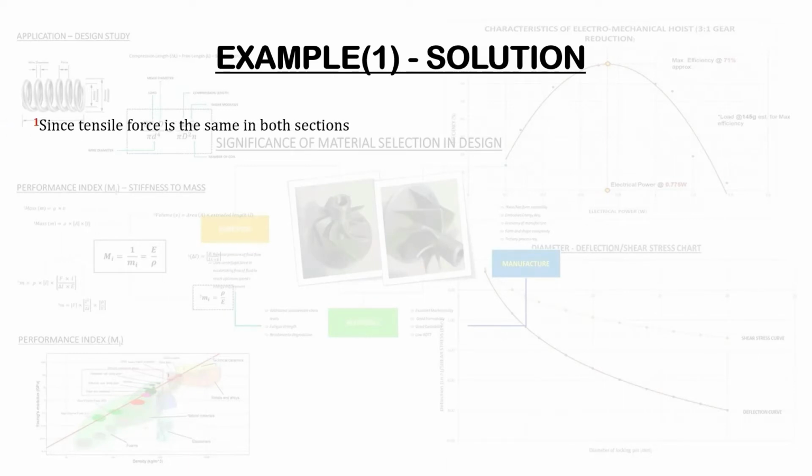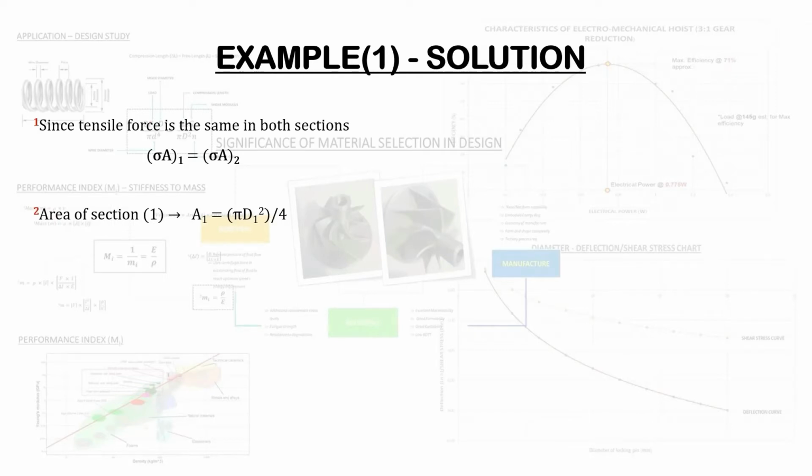We know that the tensile force is the same in both sections. Thus, if the force in section 1 is equal to the force in section 2, then we can assume that the product of the stress and the cross-sectional area of section 1 will be equal to the product of the stress and the cross-sectional area of section 2.